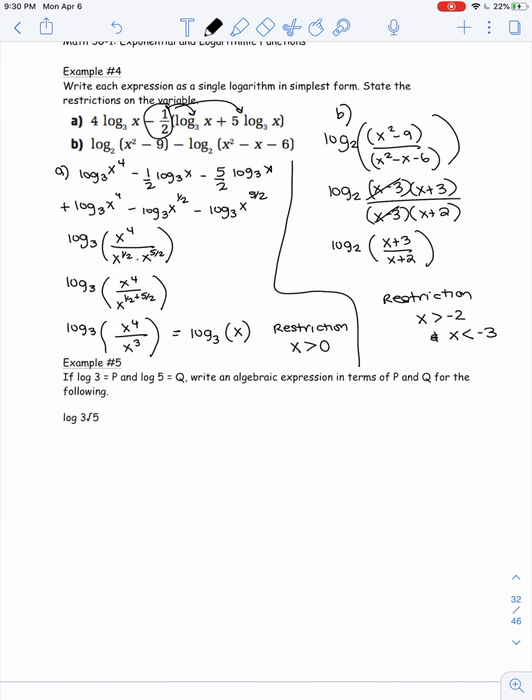Okay, so graphing it helped me figure out the restriction. So that's what I did. I looked at the asymptotes, and there were two things I had to look at, where the graph was greater than and less than a certain value. So use that as a good note for yourself.